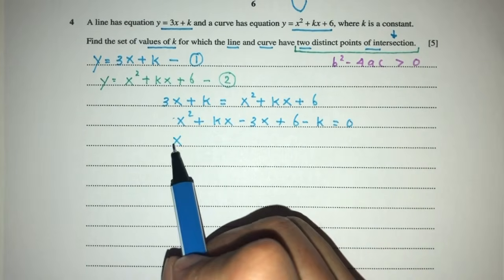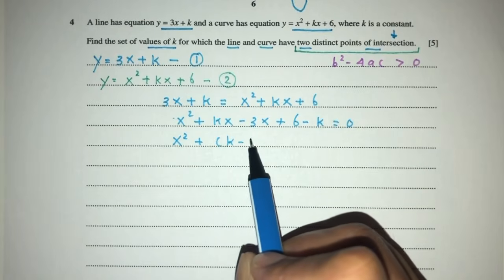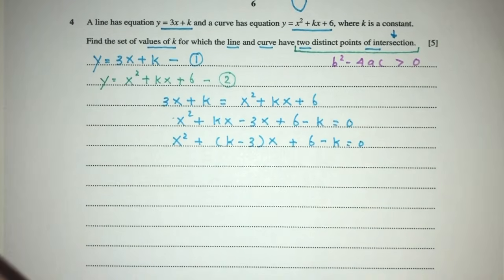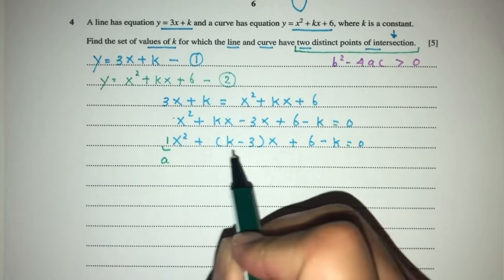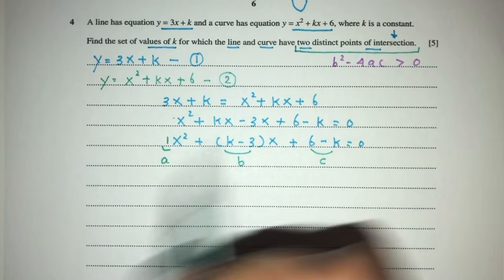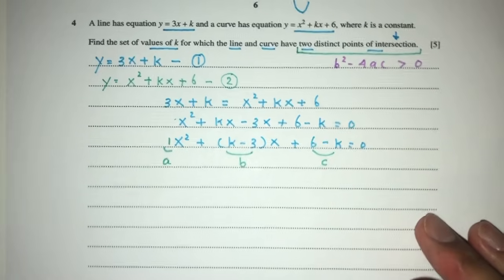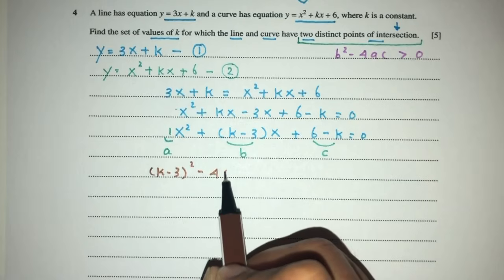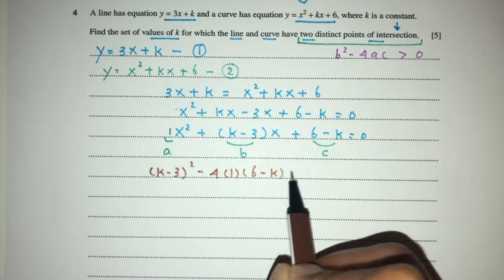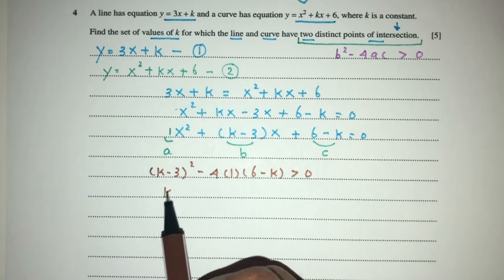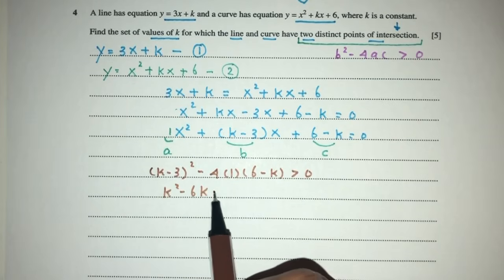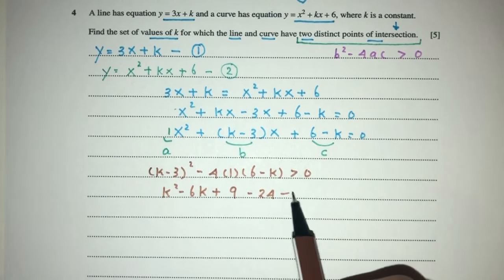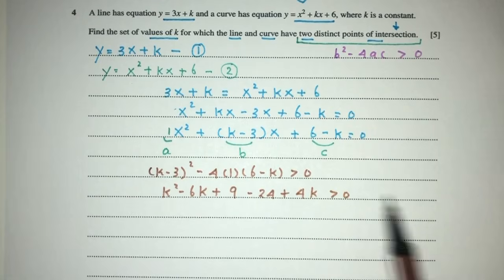Now simplify. X squared plus k minus 3 x plus 6 minus k. If you observe, these are your values of a, b, and c. Now we just have to replace back in this equation. So b squared minus 4ac. B squared is k minus 3 all squared, minus 4 times a and times c, more than 0. Simplify, that will become k squared minus 6k plus 9, minus 24 plus 4k, more than 0.